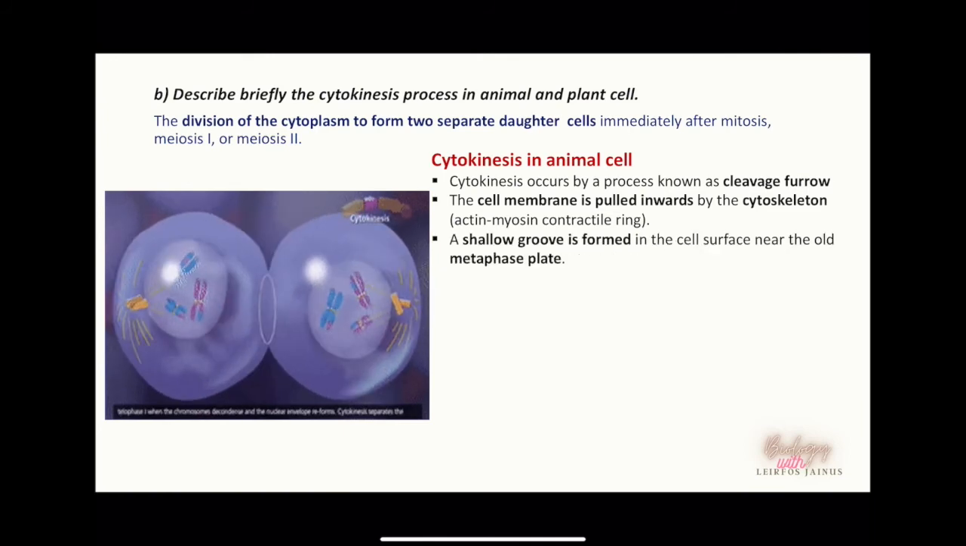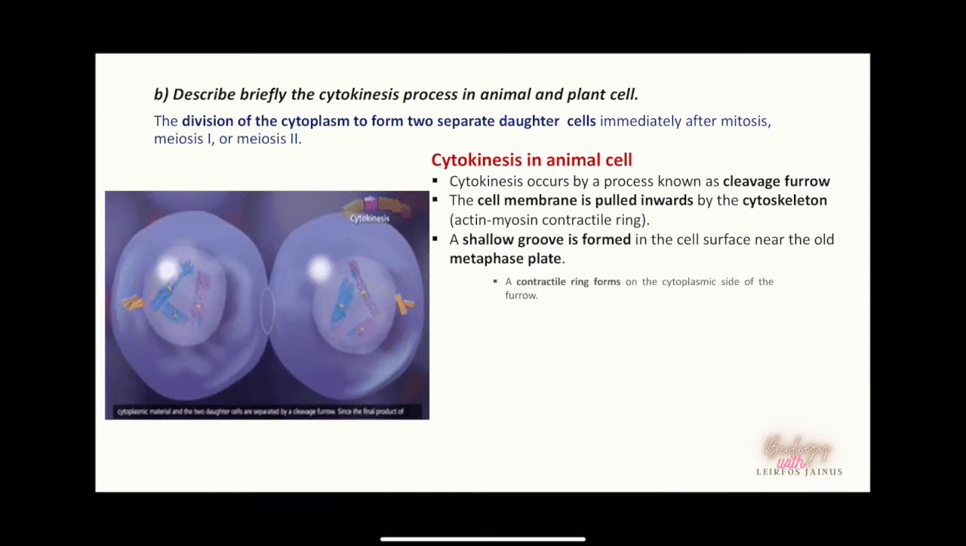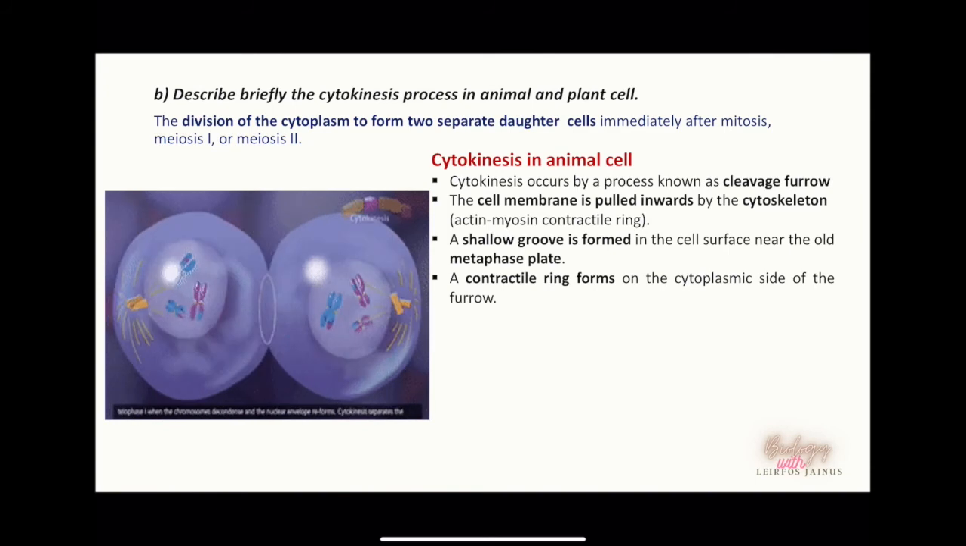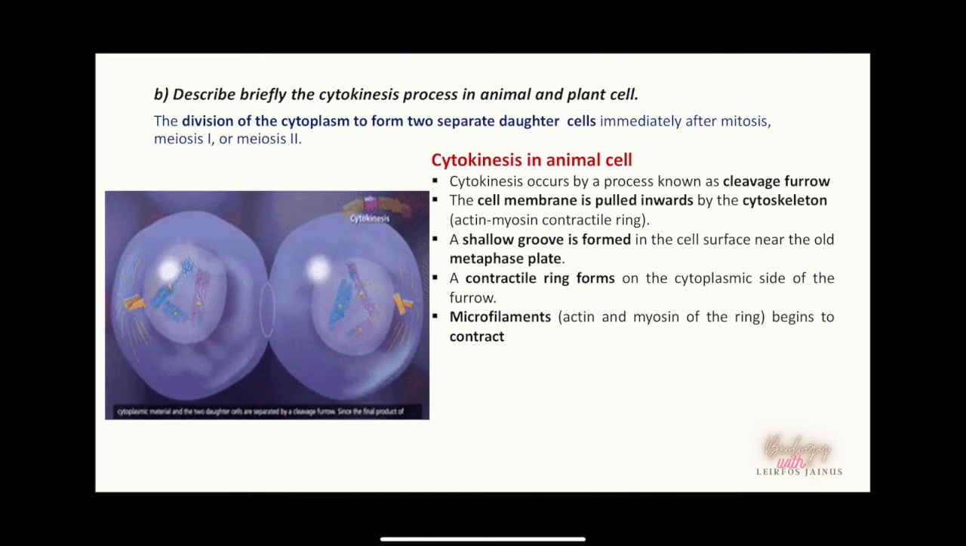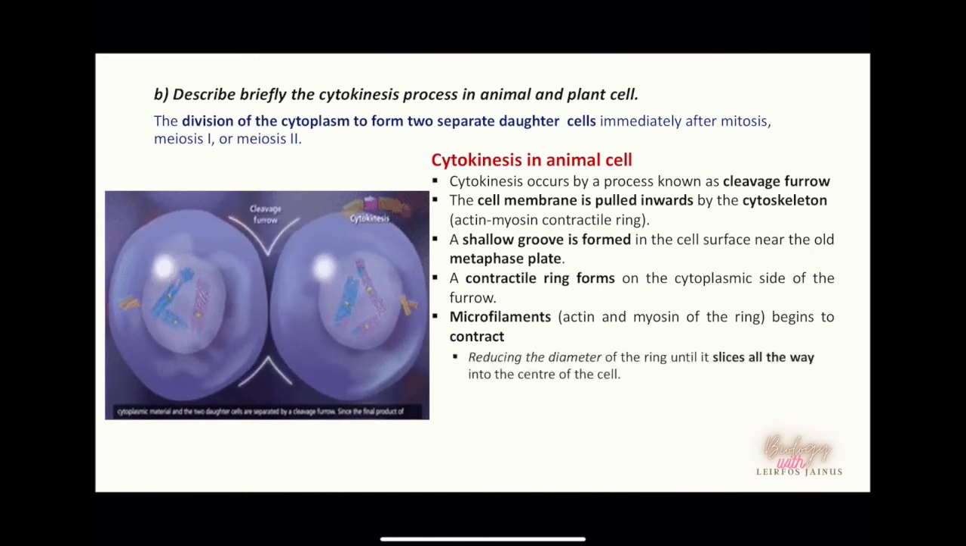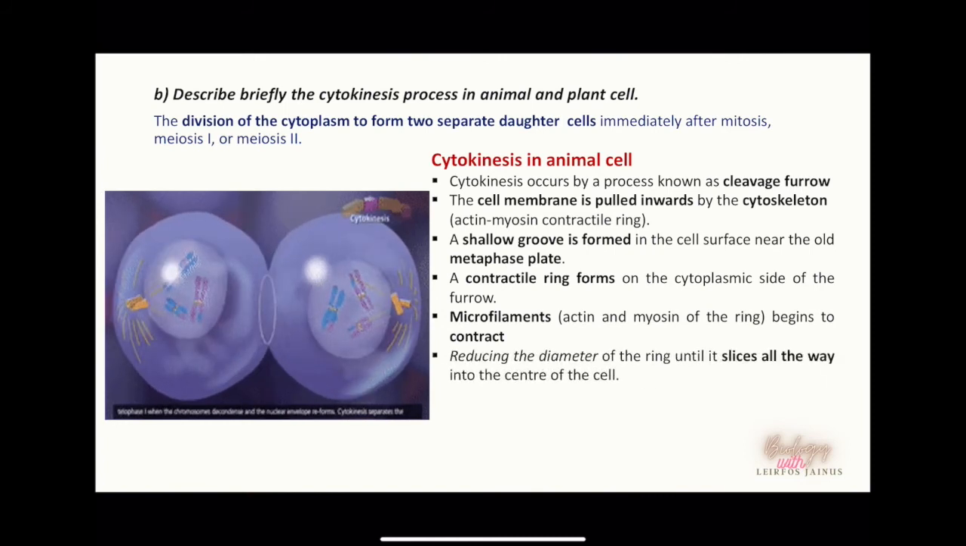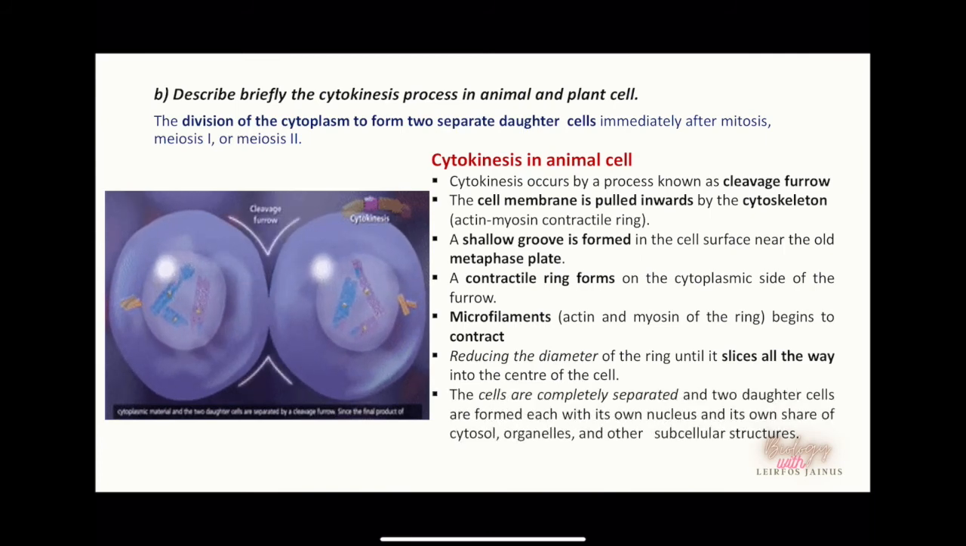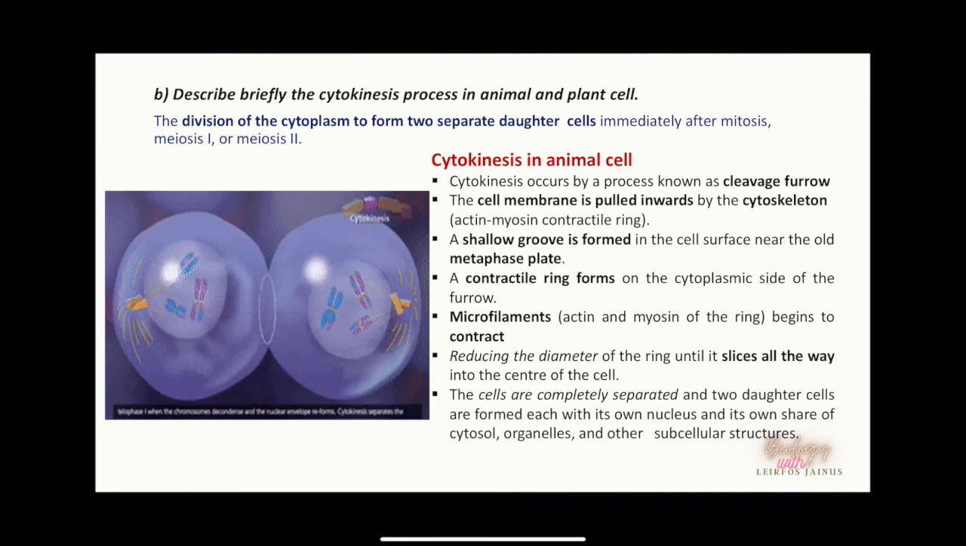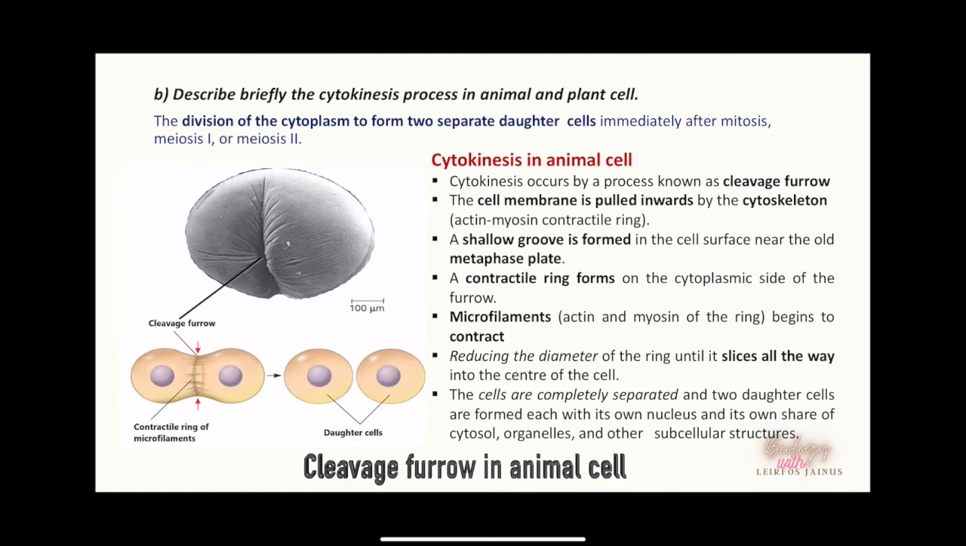A shallow groove is formed in the cell surface near the old metaphase plate. A contractile ring forms on the cytoplasmic side of the furrow. The microfilaments consisting of actin and myosin begin to contract. That will reduce the diameter of the ring until it slices all the way into the center of the cell. The cells are completely separated and the two daughter cells are formed, each with its own nucleus and its own share of cytosol, organelles, and other subcellular structures.